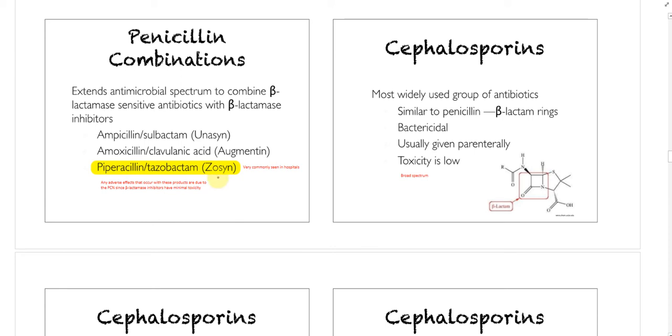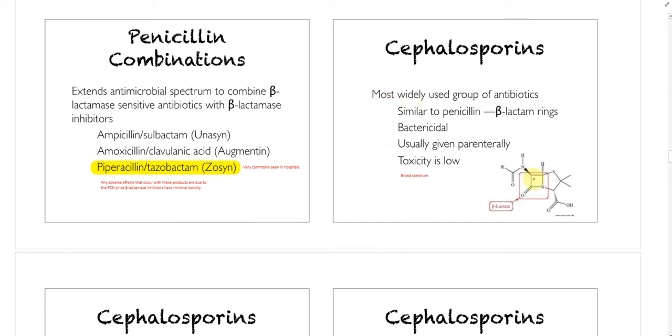Piperacillin-tazobactam, or Zosyn, is a very common antibiotic that you'll see in the hospital setting. And something to be aware of is that any adverse effect that we see with these combinations is going to be due to the penicillin, since generally with beta-lactamase inhibitors, these three folks here, there's very, very low risk of developing toxicity. All right, cephalosporins, these are going to be our most widely used group of antibiotics.